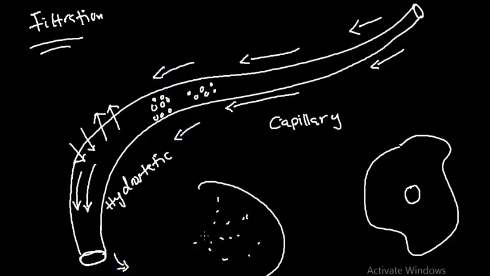This represents the pressure exerted by the fluid, which is the blood, against the capillary wall, right? Pushing the fluid out into the interstitial space, and this is the interstitial space, because all the fluid, as time goes on, is going to get out of this pipe and come here.